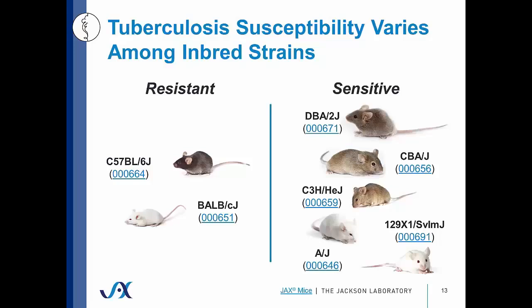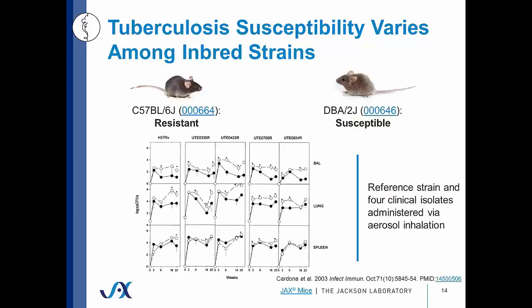As I mentioned at the beginning, inbred strains display a wide range of susceptibility to pathogenic infection, and this is true for tuberculosis as well, as we'll see in our other examples later in our talk. We can see that C57 Black 6J and BALB/cJ mice are relatively resistant to tuberculosis infection, whereas DBA/2Js, CBA/Js, C3Hs, 129X1s, and A/Js are all sensitive to tuberculosis infection.